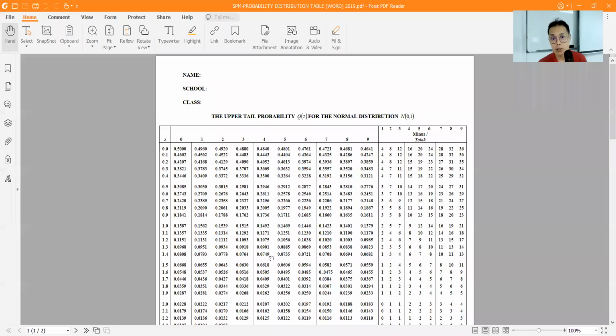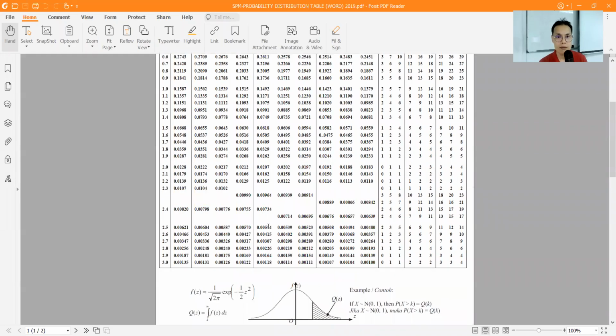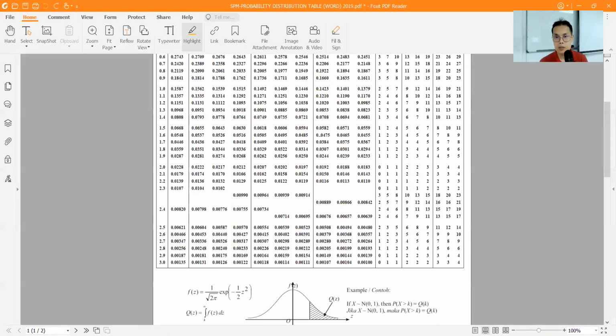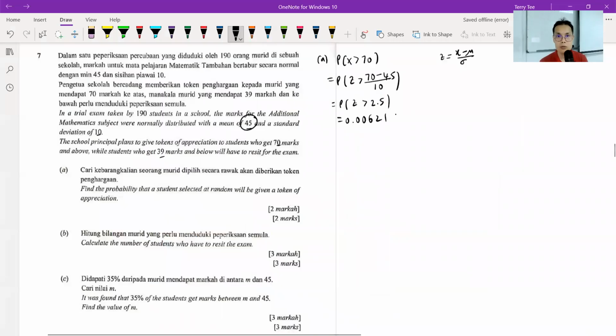You have to find slowly from here, 2.5. Not to say very difficult to find. It's over here. I hope you can see it. This one. Oh, sorry, this one. 6, 2, 1. All right. So going back to this, I know this is my first answer. The probability that a student chosen randomly receives a token of appreciation is 0.00621.